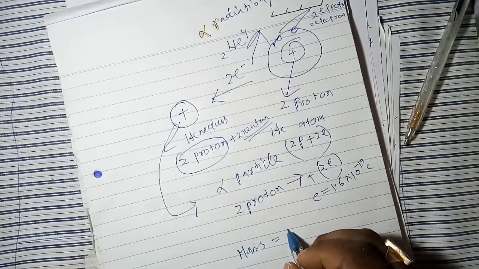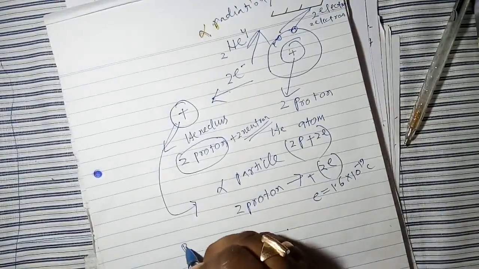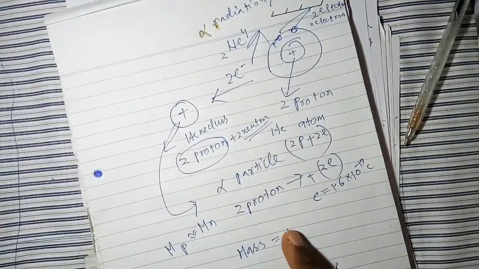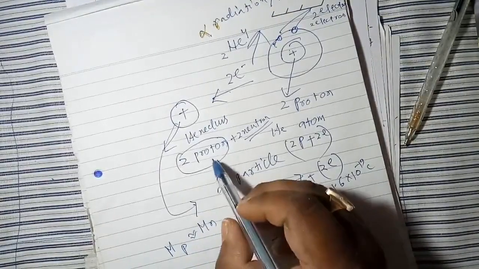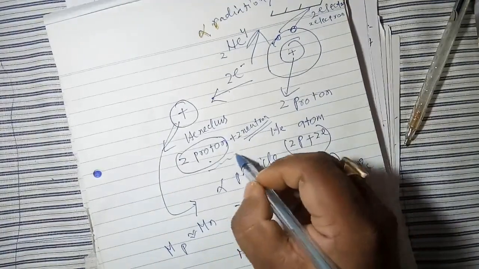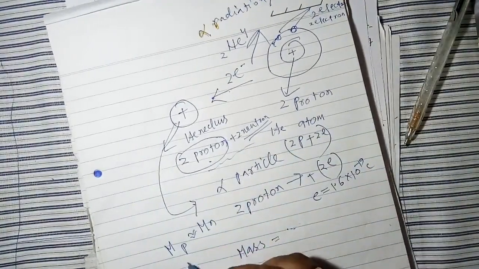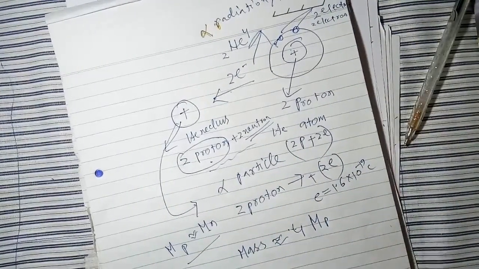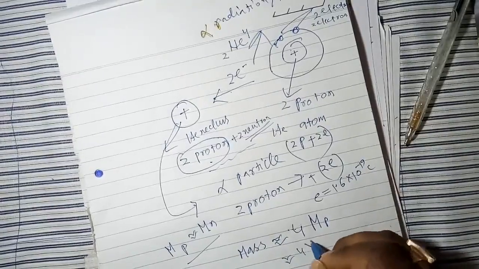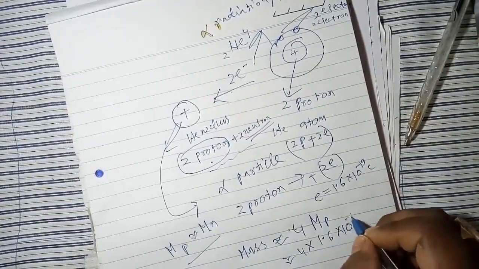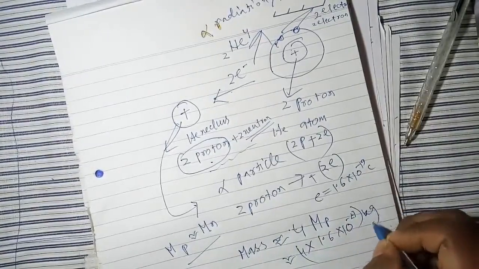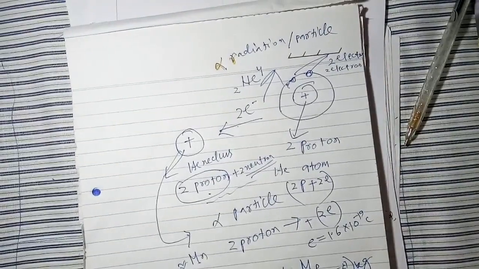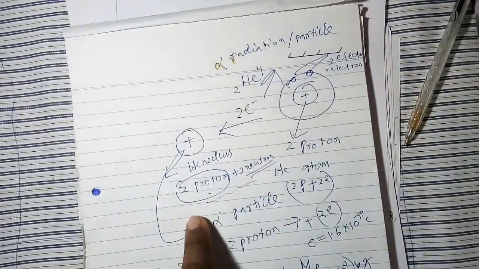And what about the mass? You know the mass of a proton is almost equal to the mass of a neutron, so with 2 protons and 2 neutrons, if I consider the mass almost the same, it will be 4 times the mass of a proton approximately. That is 4 into 1.6 into 10 to the power minus 27 kg. Understood?